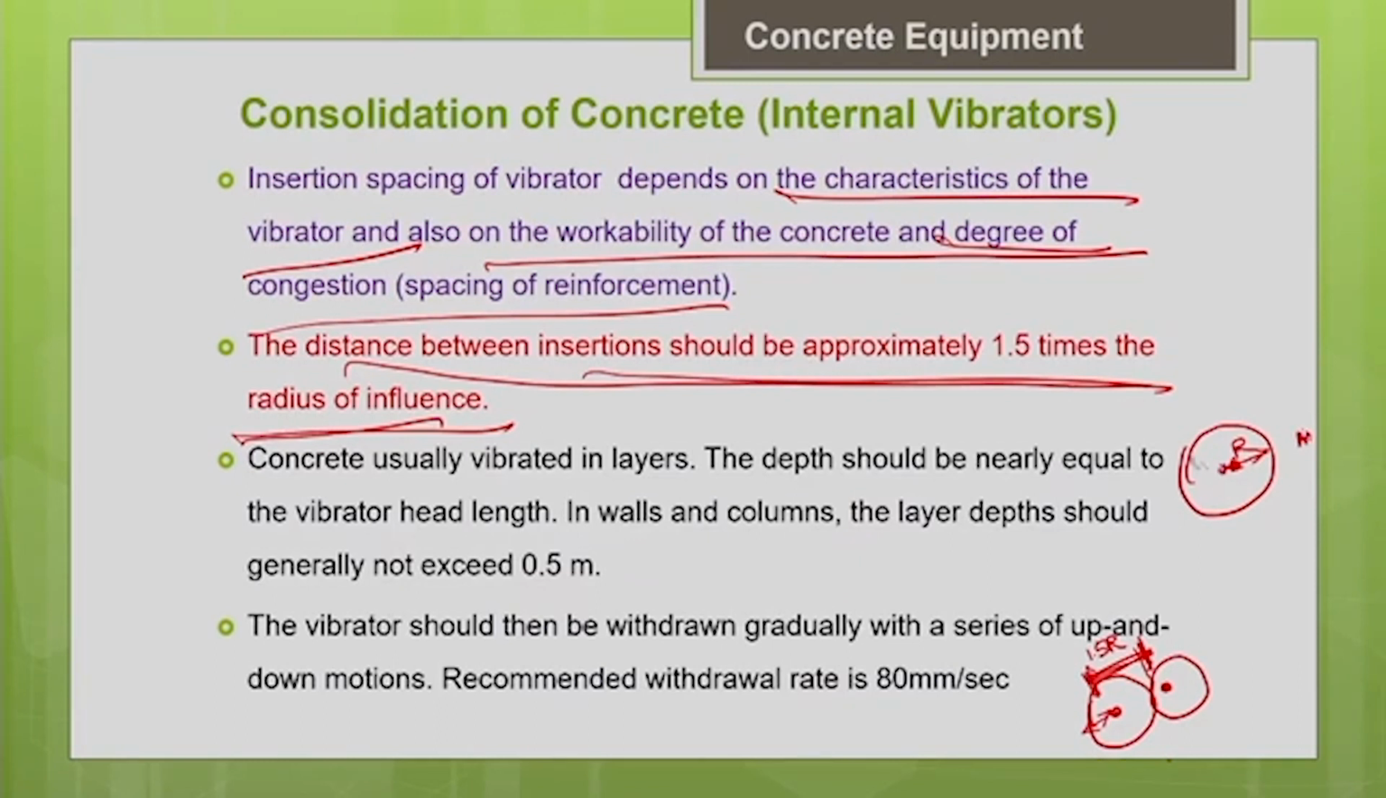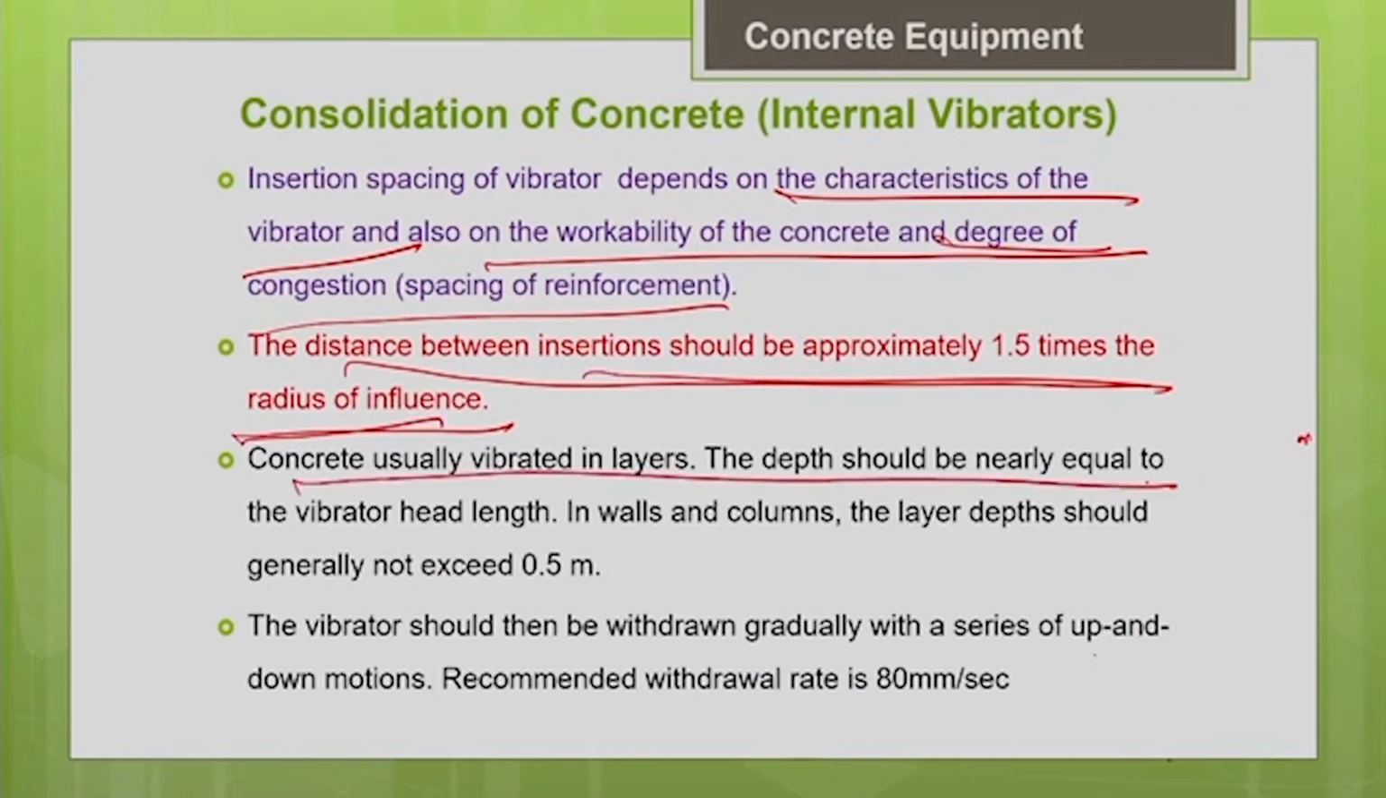Basically we vibrate the concrete in layers. The depth of the vibration layer will be nearly equal to the vibrator head length. In walls and columns, the layer depth should generally not exceed 0.5 meter. This is the guideline we should keep in mind. You should not exceed 0.5 meter.